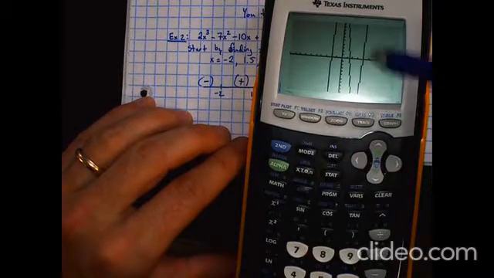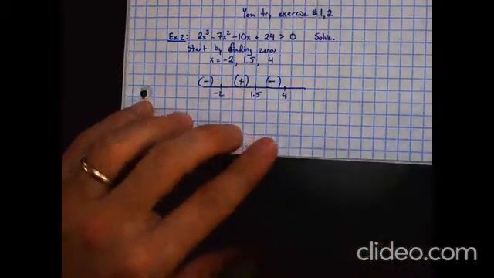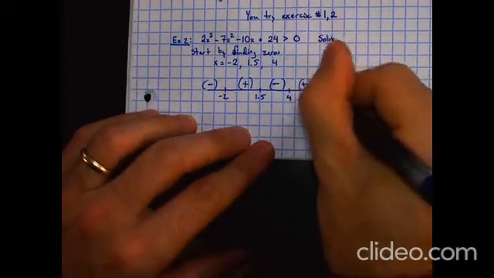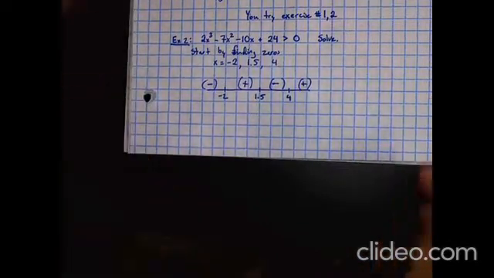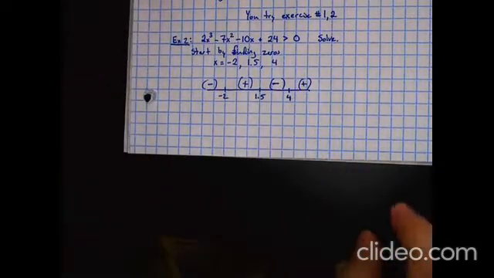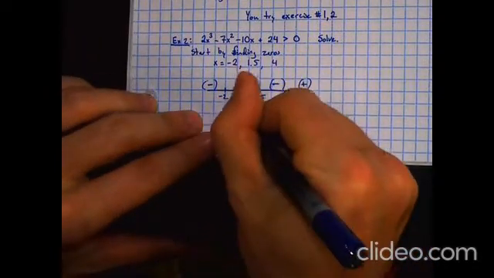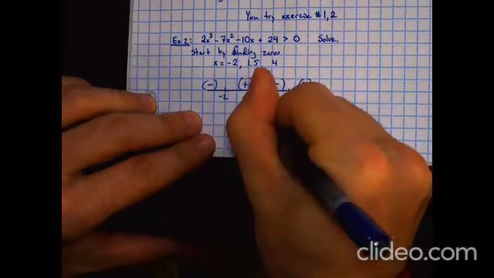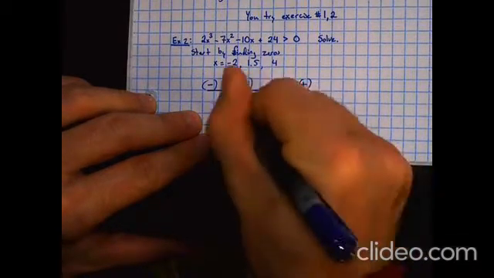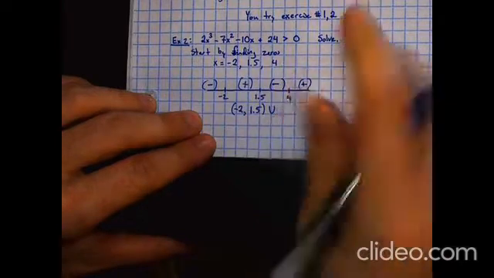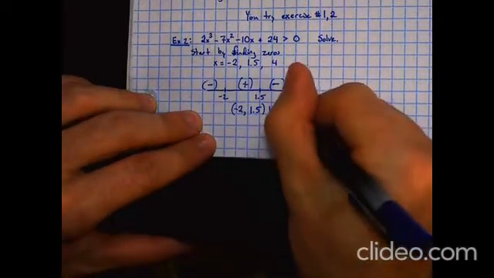And from 4 to infinity, we are positive. Alright, so like I said before, our answer could be a whole range of x, and it is here. It's between negative 2 and 5. So the whole function is greater than 0 between negative 2 and 1.5, and between 4 and infinity.